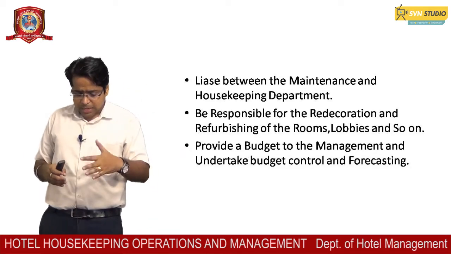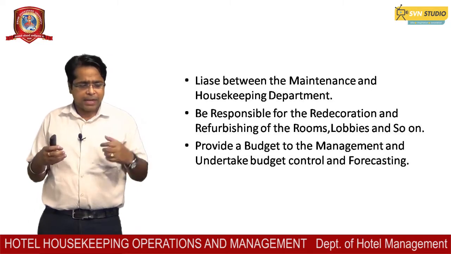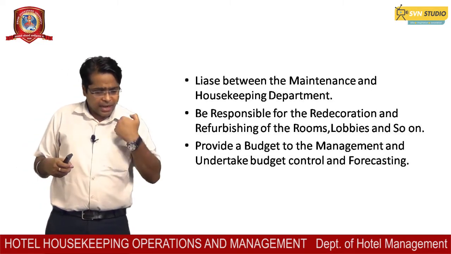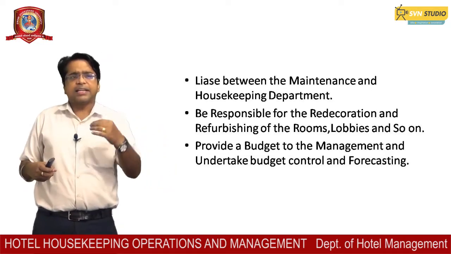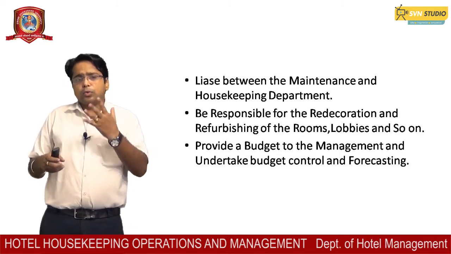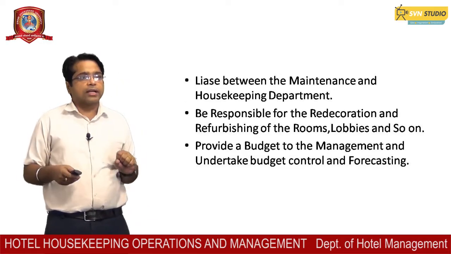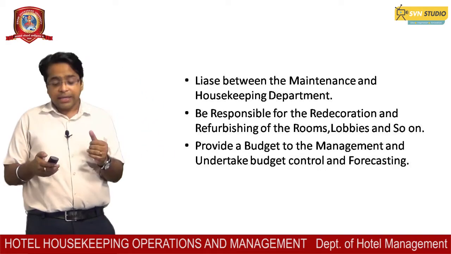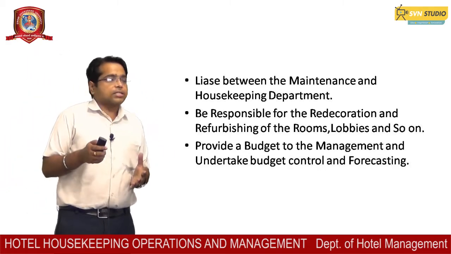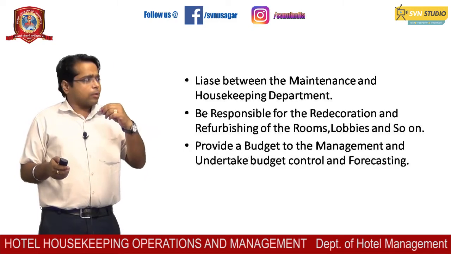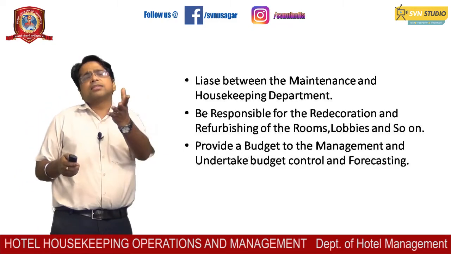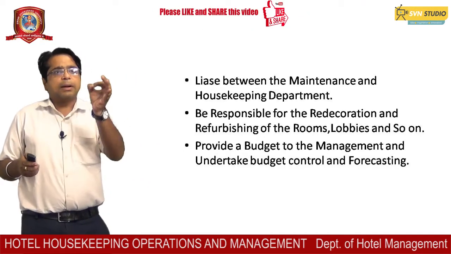In the housekeeping department, we may have to change the entire sofa, entire bedsheets, entire curtains of the hotel. So who will take the decision? The executive housekeeper is responsible for that. So he has to perform all that task, right? Apart from that, he has to make a budget for that department. Generally the general manager passes all the budget, but he has to provide a budget.